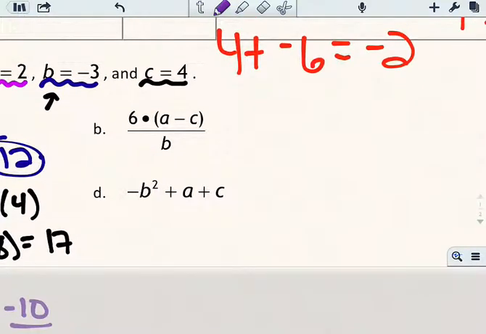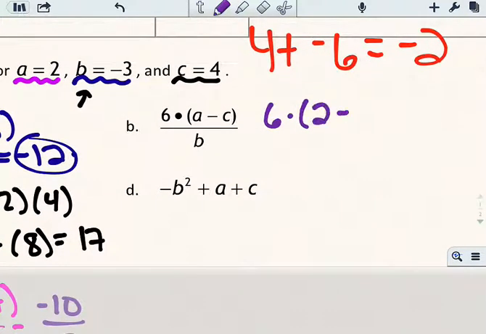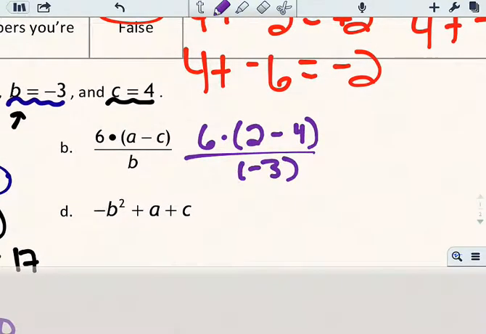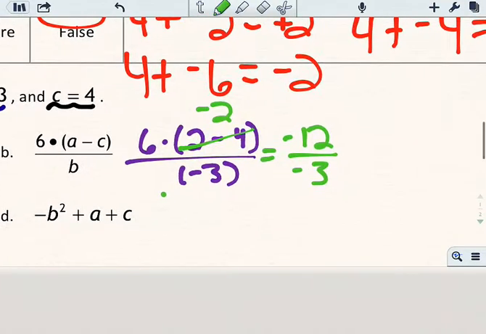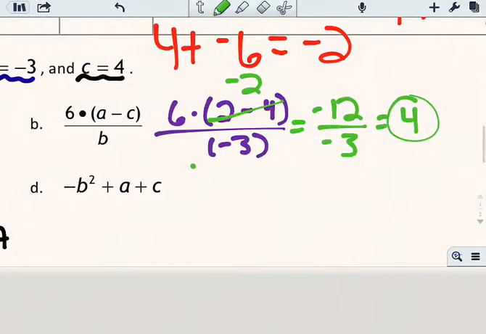Okay, so we have 6 times A minus C, A was 2, minus C was 4, over B, which is just -3. And again, we're not going to freak out. One piece at a time. That's how we're going to do this. 2 minus 4 is a -2. 6 times a -2 would be a -12. And then -3. A negative and a negative make a positive. 12 divided by 3 is 4.